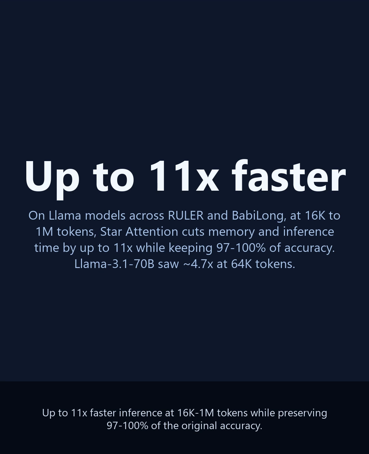And the results are striking. On Llama models across the RULER and BABILong benchmarks, at sequence lengths from 16,000 up to 1 million tokens, star attention cuts memory and inference time by up to 11 times, while keeping 97 to 100% of the original accuracy. On the 70 billion Llama model, it gave about a 4.7 times speedup at 64,000 tokens with minimal loss.